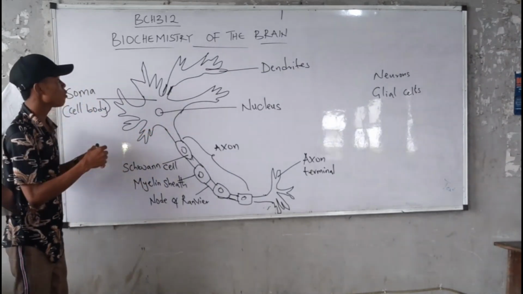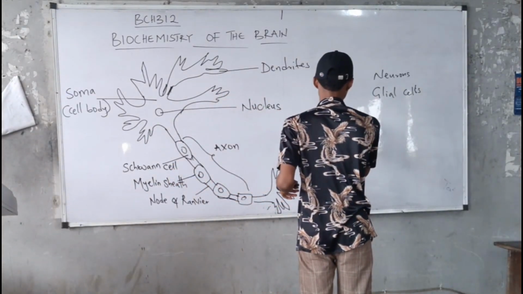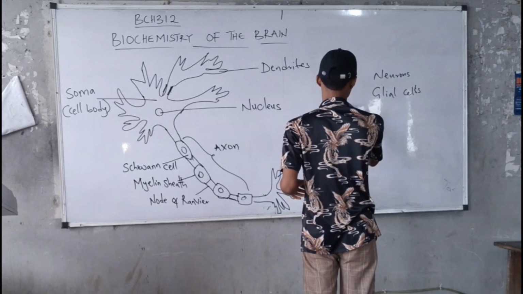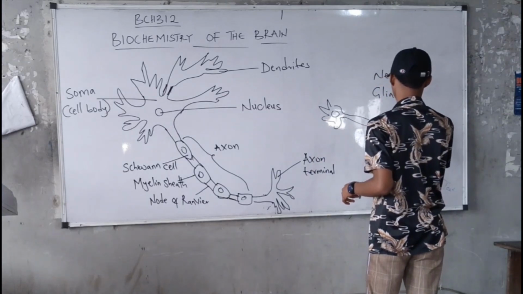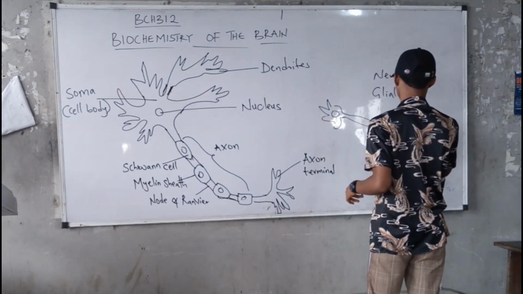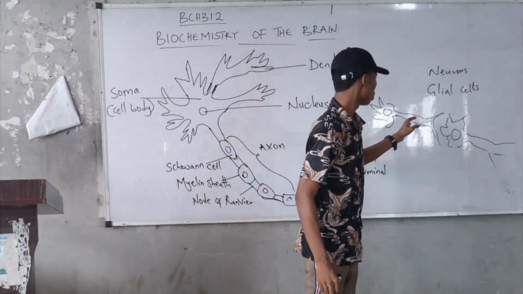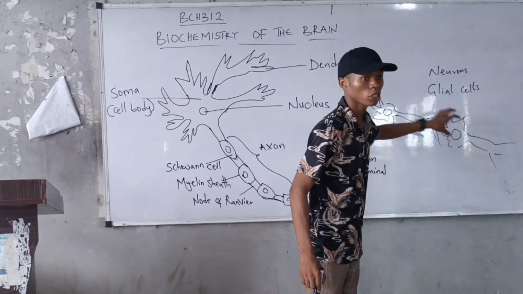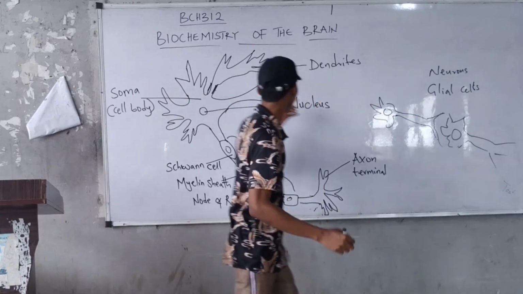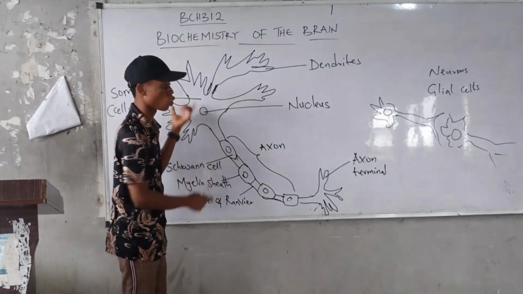Good. Now, let me take it this way. If you have something like this, alright, so this is one neuron. Let's take for example, this is one neuron and this is another neuron. Now, the dendrites transmit information, impulse, from one neuron to another.